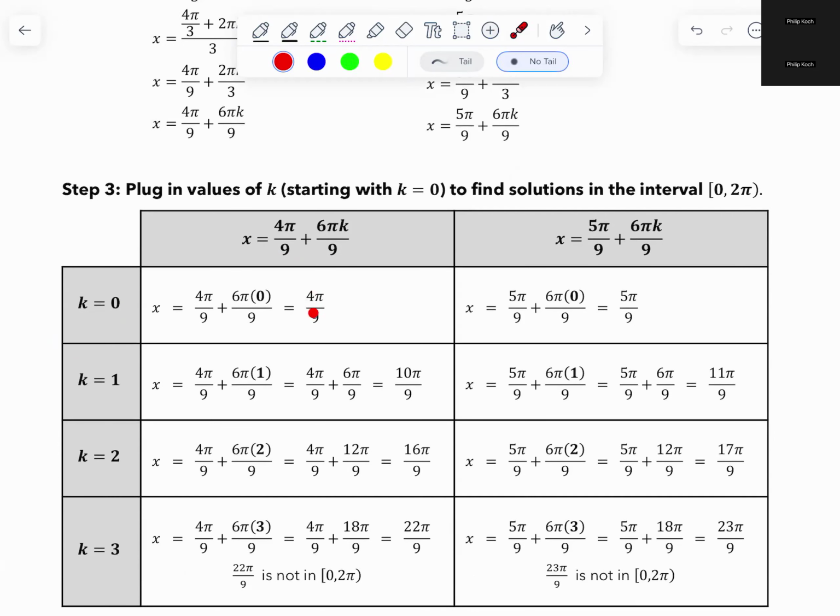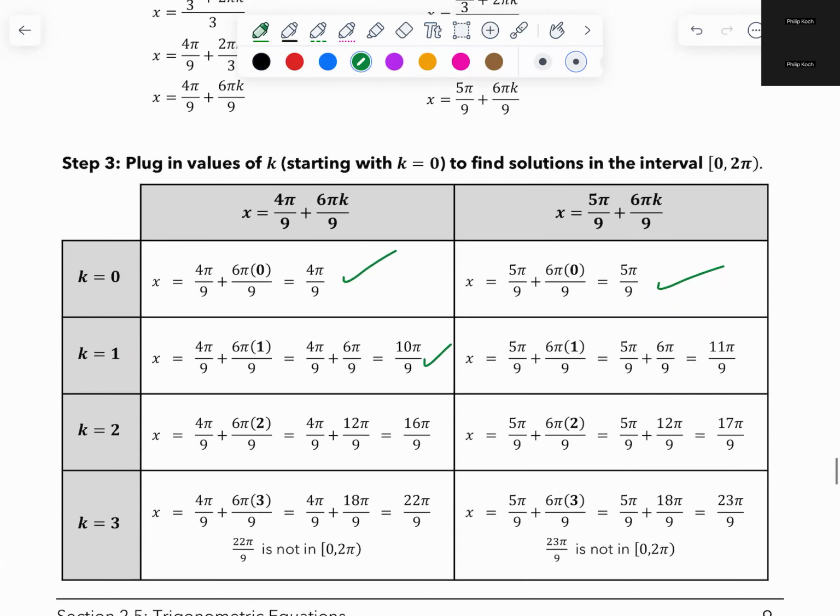We get 4 pi over 9. That's in between 0 and 2 pi. So I'm gonna put a check mark. This one's in between 0 and 2 pi. This one's in between 0 and 2 pi. This one's in between 0 and 2 pi. K equals 2. That's in between 0 and 2 pi because it has to be 18 pi over 9 to be 2 pi. So maybe write this note up here.